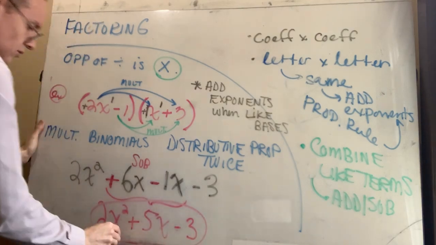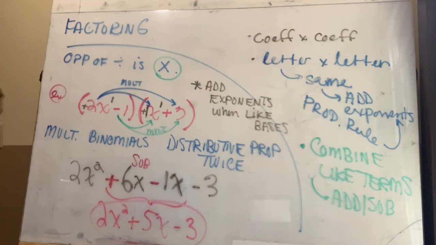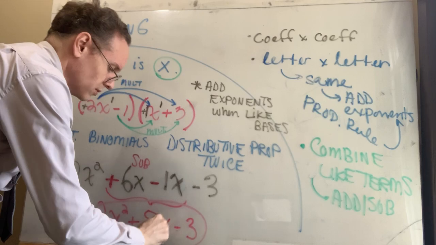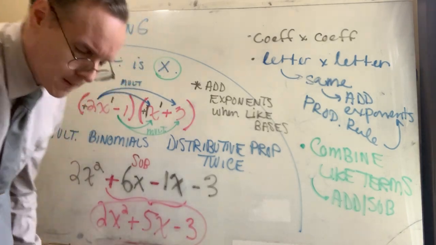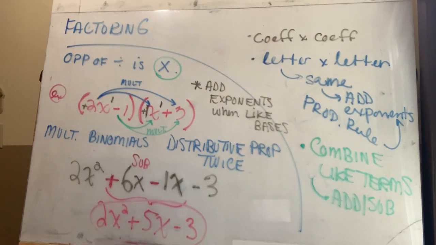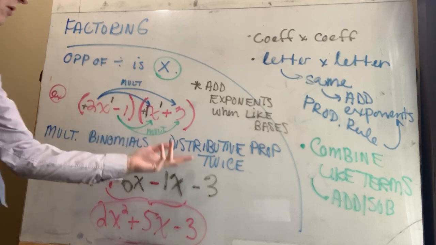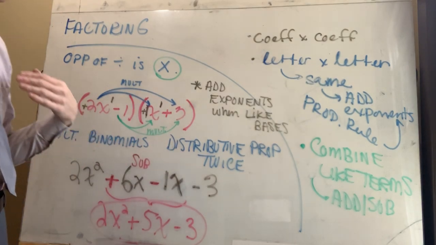And this is the end result: 2x squared plus 5x minus 3. I bet this is probably old hat to you. And if not, don't feel bad. You, in time, will have enough experience with it. It's just distributive property done twice.